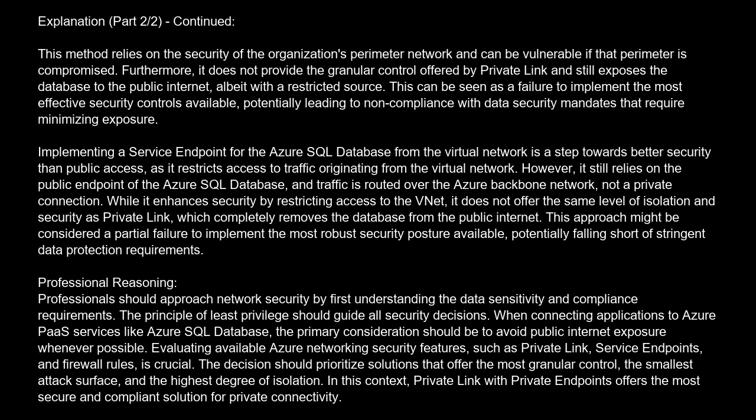Professional reasoning. Professionals should approach network security by first understanding the data sensitivity and compliance requirements. The principle of least privilege should guide all security decisions. When connecting applications to Azure PaaS services like Azure SQL Database, the primary consideration should be to avoid public internet exposure whenever possible. Evaluating available Azure networking security features, such as Private Link, service endpoints, and firewall rules, is crucial. The decision should prioritize solutions that offer the most granular control, the smallest attack surface, and the highest degree of isolation. In this context, Private Link with private endpoints offers the most secure and compliant solution for private connectivity.